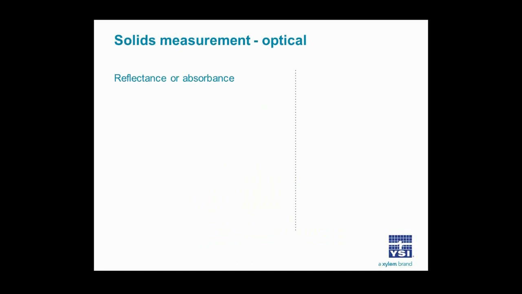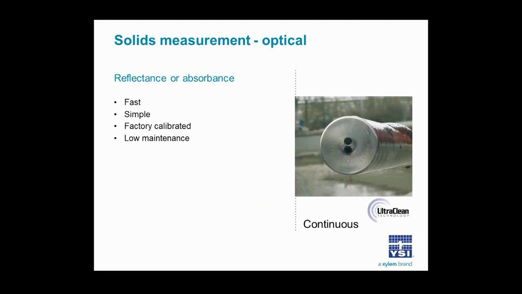When it comes to solids measurement then, of course the gold standard is the laboratory gravimetric technique, but for faster measurements there are optical ways of measuring solids, and there are a couple of technologies: reflectance or absorbance. The measurements are fast and simple, which is very desirable. But if you have an online instrument, it is also factory calibrated and low maintenance with integrated cleaning systems. So for example, with the Ultra Clean technology, which is on this TSS probe shown here.